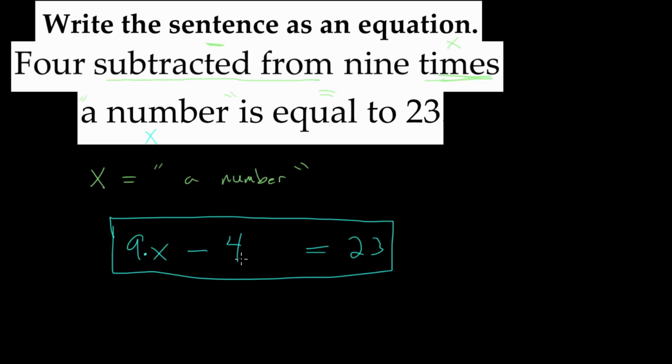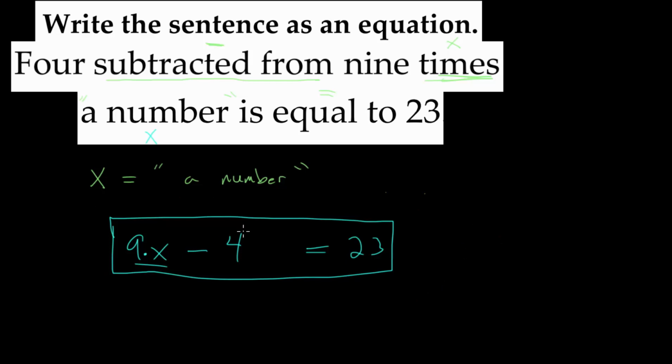We have 9x minus 4 is equal to 23, but this should make sense. We have 4 subtracted from 9 times that number. We're taking away 4 from 9 times that number, or 9x, and that is equal to, we have our equal sign, 23. Now, if you want, you can even solve this equation, though that's not part of the question. The question is just to write the sentence as an equation.